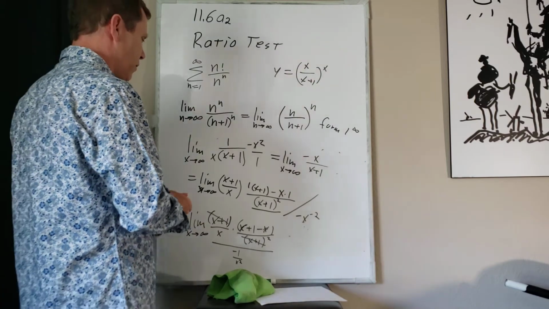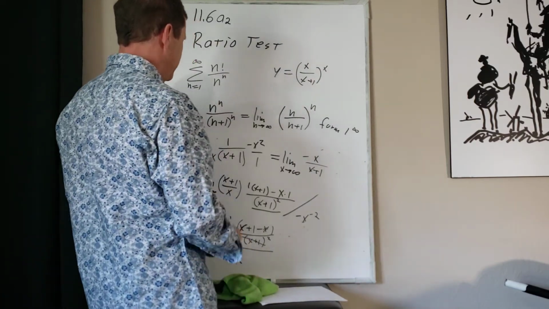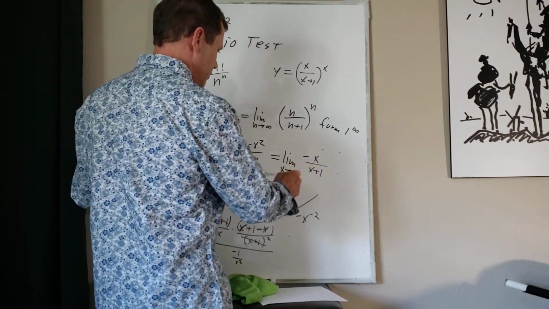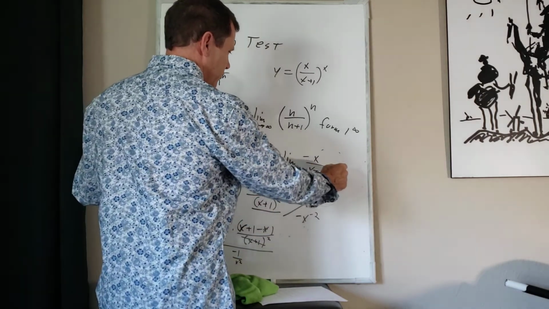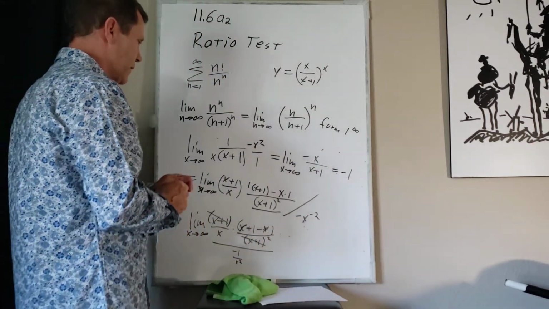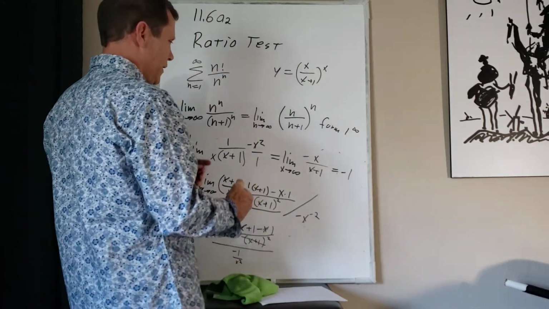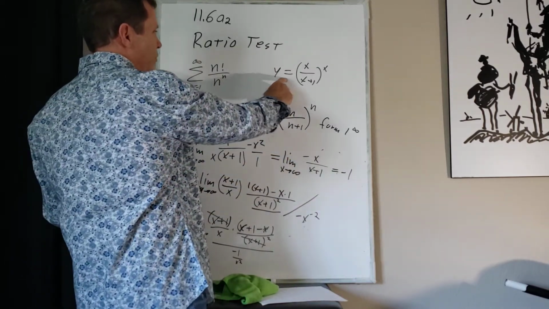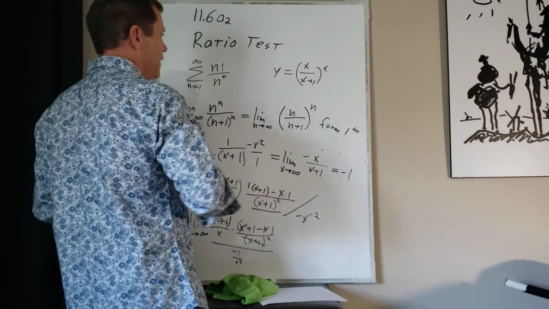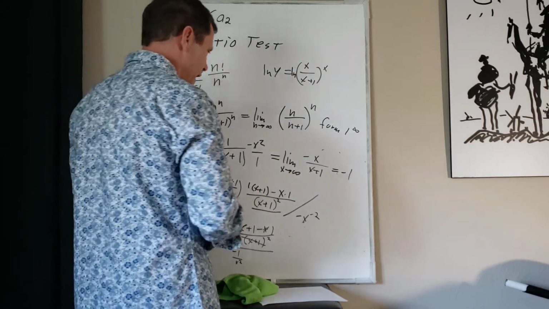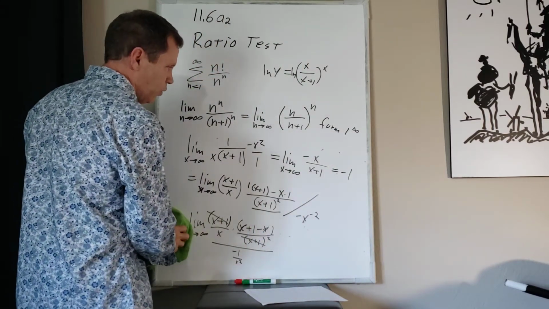Okay, now where is this going? As x goes to infinity, this is going to equal a minus 1. Okay, now that's not really where it went to. We said y was equal to this, and remember we did the ln of both sides. And we did the ln of both sides, so the real limit on this guy is what?